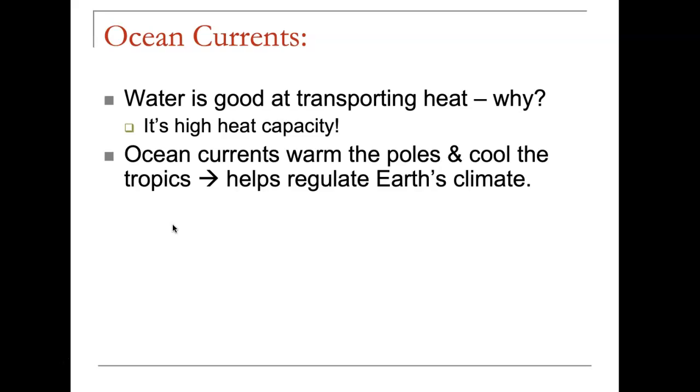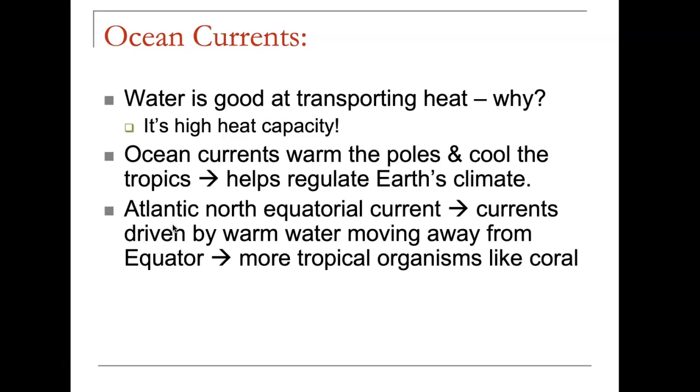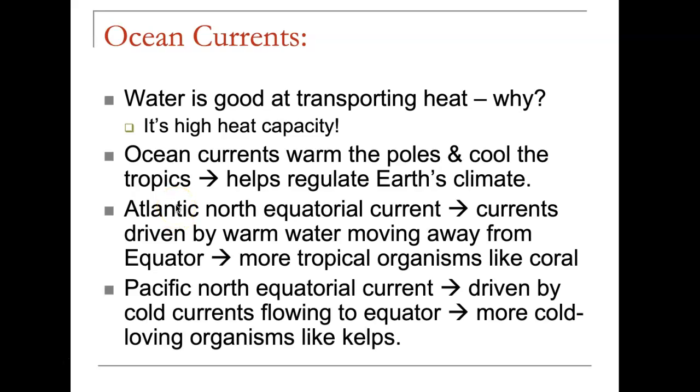And so our ocean currents are going to help warm the poles and cool the tropics with these big oceanic gyres. And this helps to regulate our Earth's climate as a whole. So the Atlantic North Equatorial Current, which I'll show you in just a minute, the currents are driven by these warm waters being pushed away from the equator, and more tropical organisms are going to be found in those areas, as we just talked about, up against the coast of the United States, and we're going to find more coral reefs in that area.